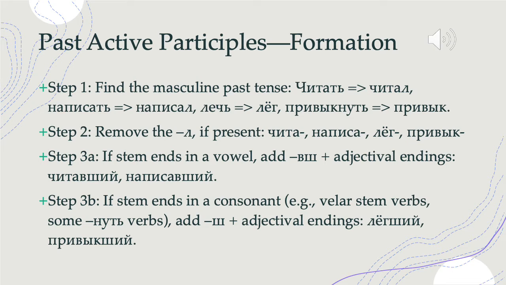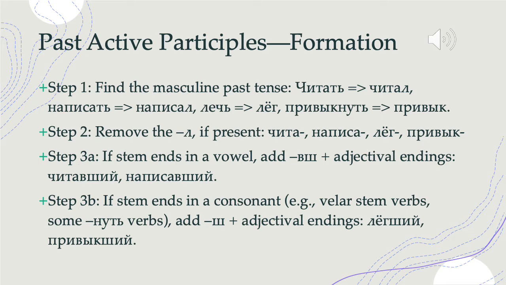So how do we form them? We start by finding the masculine past tense. So czytać would be czytal, napisać, napisal, leć, lёg, and привыкнуть, to get used to, is привык. Step 2 is to remove the L that marks the masculine past tense if it is present. So we end up with czyta, napisa, and then lёg and привык, which are the same because they don't have an L.